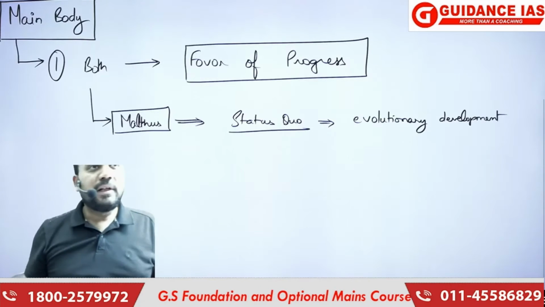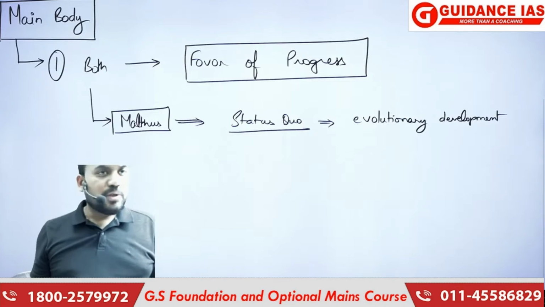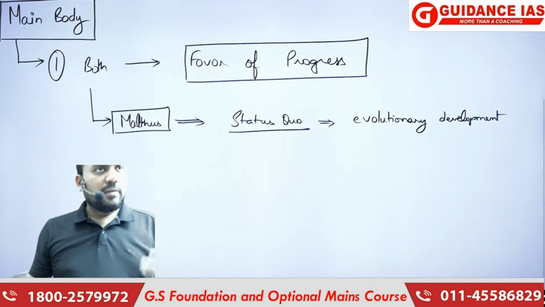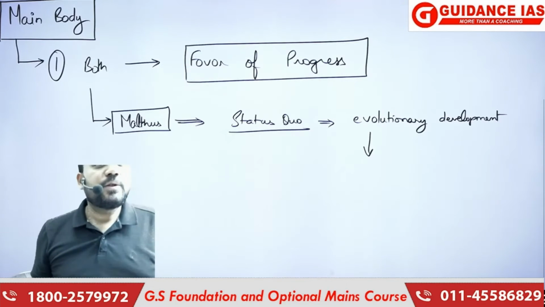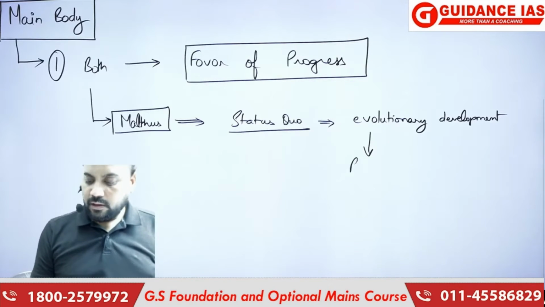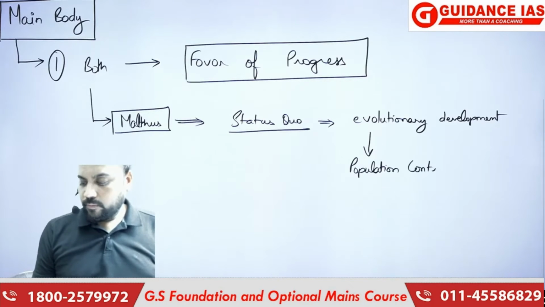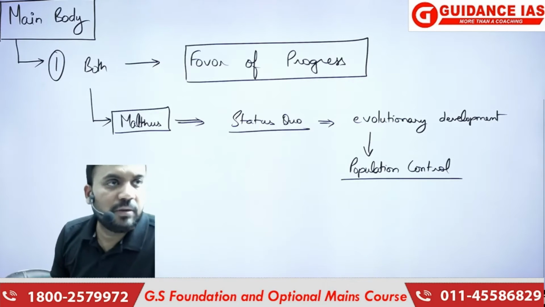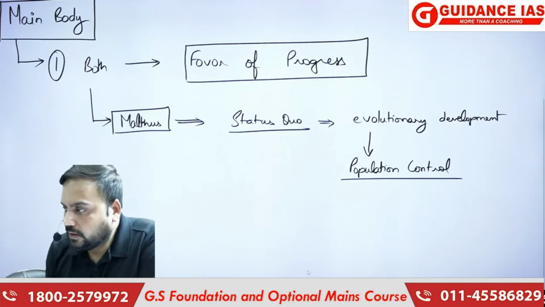Evolutionary development. That means he was very clear. You don't need to change capitalism. You don't need to change the market-based system. The market-based system would evolve and that would solve the problem. And if you talk about how this evolutionary development can be achieved, one way was the idea of population control. We already talked in the previous class about the policy. So definitely there will be population control.